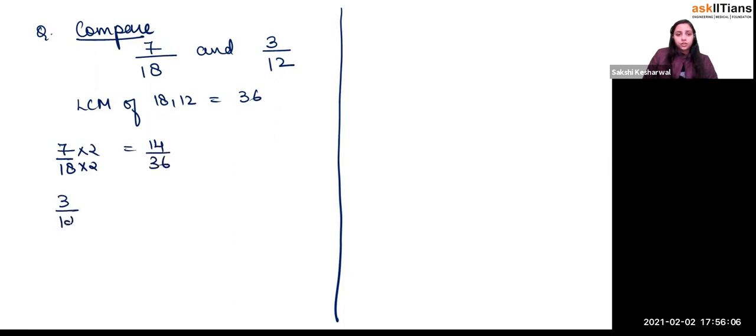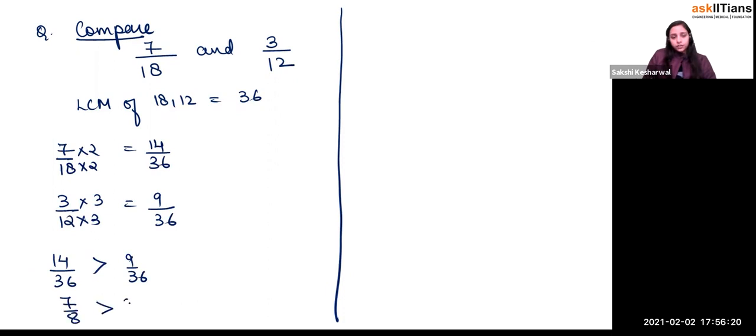3 by 12, which is equal to what? You have to multiply by 3. This is multiplied by 3. So this is equal to 9 by 36. So while comparing 14 by 36 and 9 by 36, 100% 14 by 36 is greater. So we say that 7 by 18 is greater than 3 by 12. That's it. This is your answer, right?